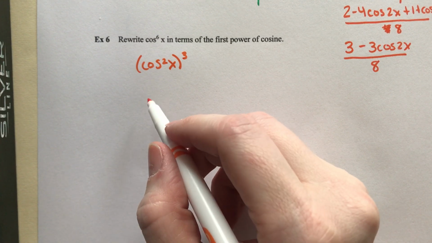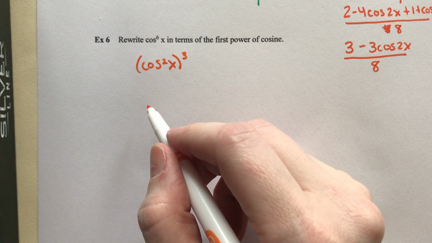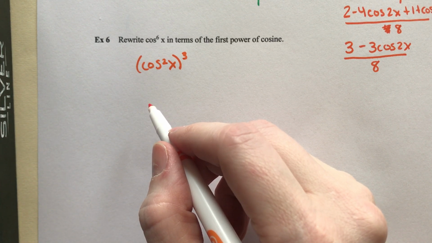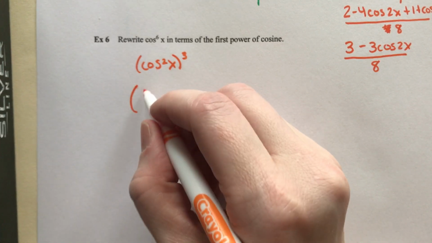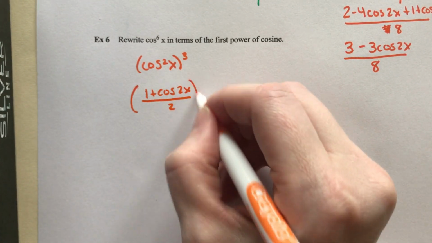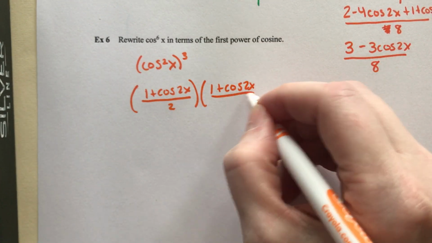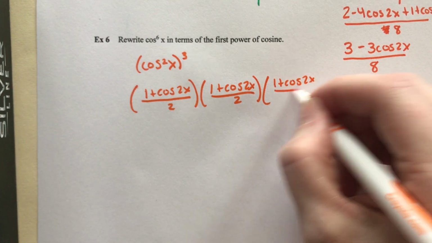So I've got 3 of these to write. 1 plus cosine of 2x over 2, 1 plus cosine of 2x over 2, 1 plus cosine of 2x over 2.